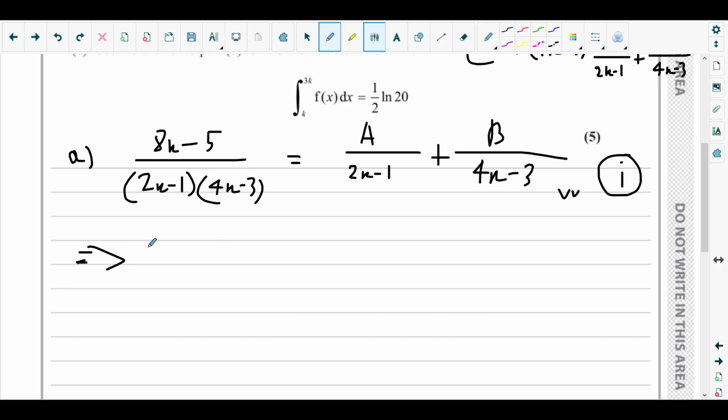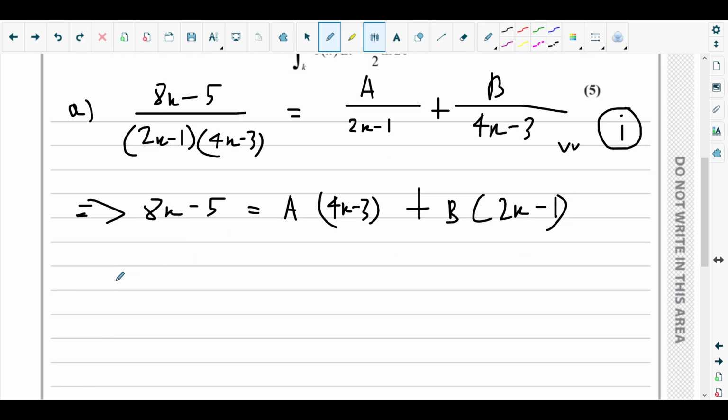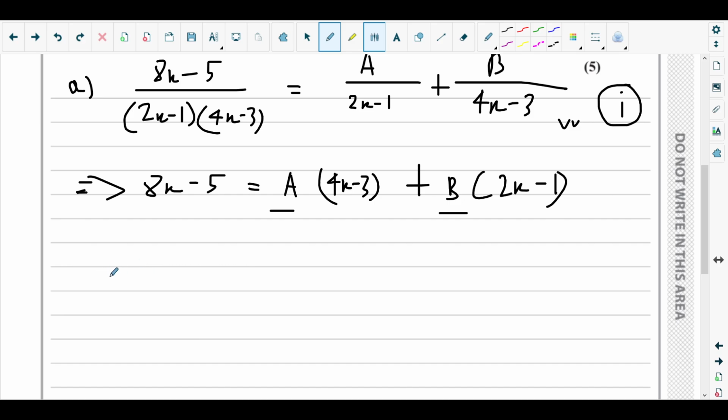Okay, so let's see what we do. We multiply both sides by the denominator, so we'll get a times 4x minus 3 plus b times twice of x minus 1. Now we put the value for x such that one of the terms, either a or b, gets cancelled. We can consider x equals to half, so that b gets eliminated. So that would be 4 minus 5, that is negative 1, equals to half of 4, that is 2 minus 3, that is negative a.